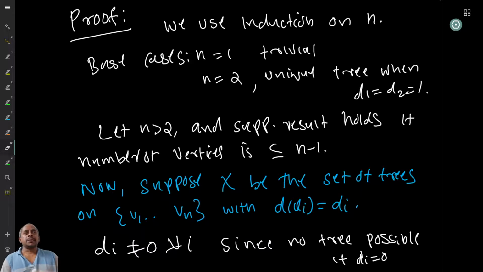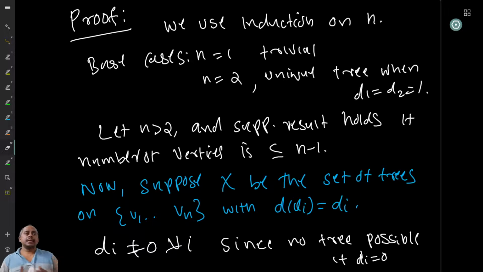So once you have the base cases, let us assume that n is strictly greater than 2. We have proved the cases 1 and 2. Now suppose the result holds if the number of vertices is less than or equal to n minus 1. So if the number of vertices is strictly less, then it holds.